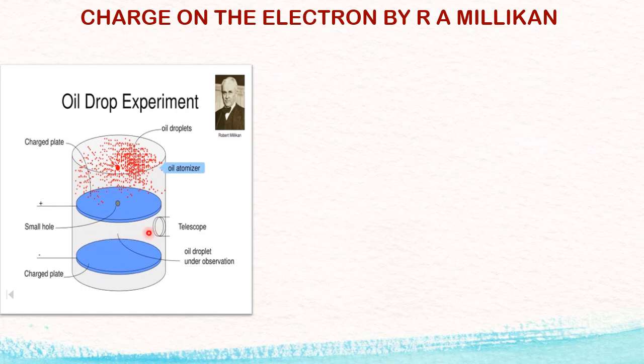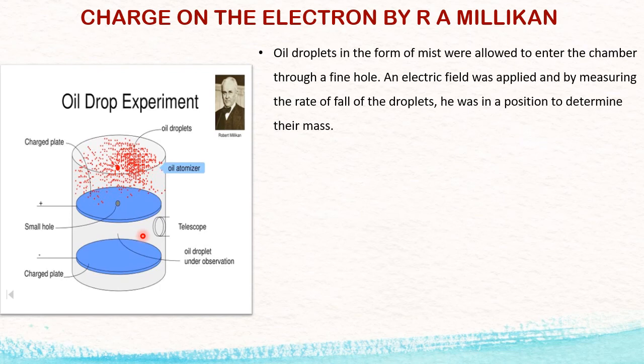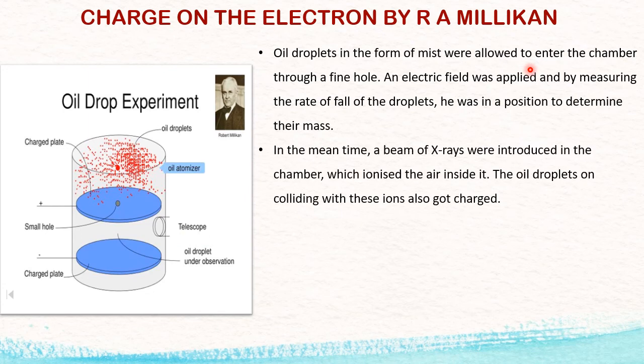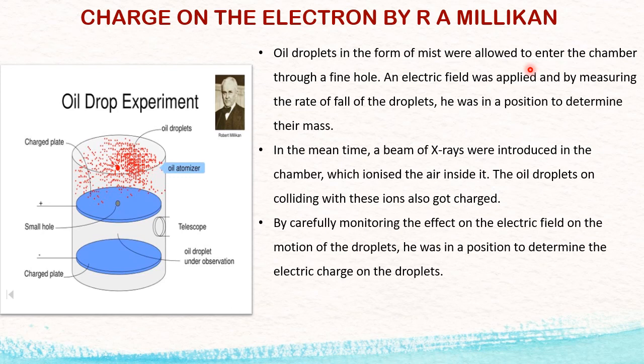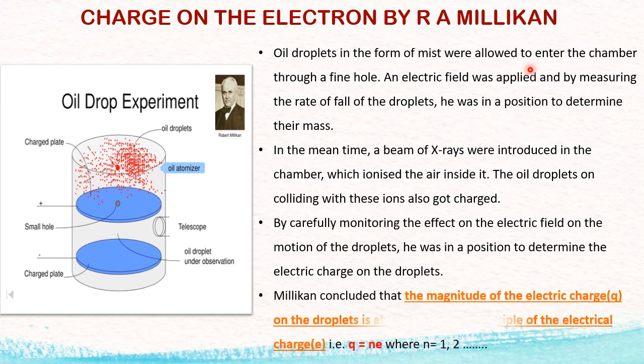So now we will see the theory part of Millikan. Oil droplets in the form of mist were allowed to enter the chamber through a fine hole, all that I explained. Now you see the statement given by Robert Millikan.